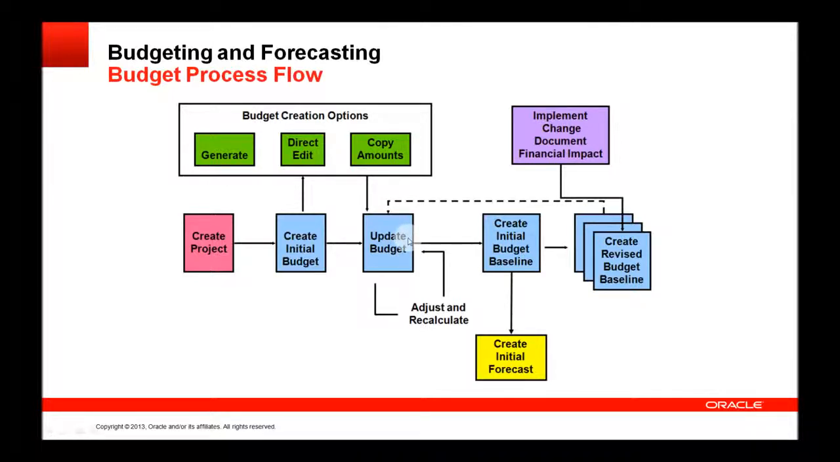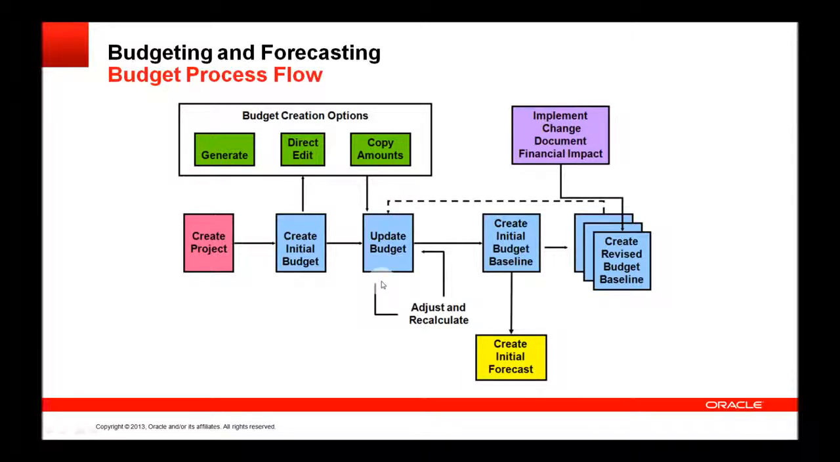So you can make adjustments to it, recalculate the budget, and make the changes so that you're happy with your initial budget. Once you are, you would baseline that budget, and that would now be your starting point for your project financial plan. It would also create an initial forecast once you baseline the budget, since your initial baseline is your initial forecast as well.